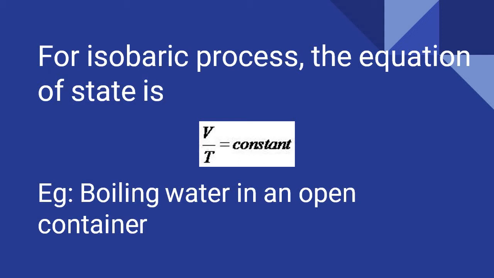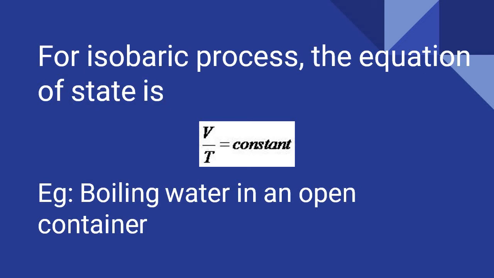And for isobaric process, the equation of state you can write as, again we have the equation PV equals nRT. For isobaric process, you can have P equals constant. So from that PV equals nRT, nR constants, P is also constant. So nR by P, and here it is V by T. So V by T is equal to constant. Example, boiling water in an open container.